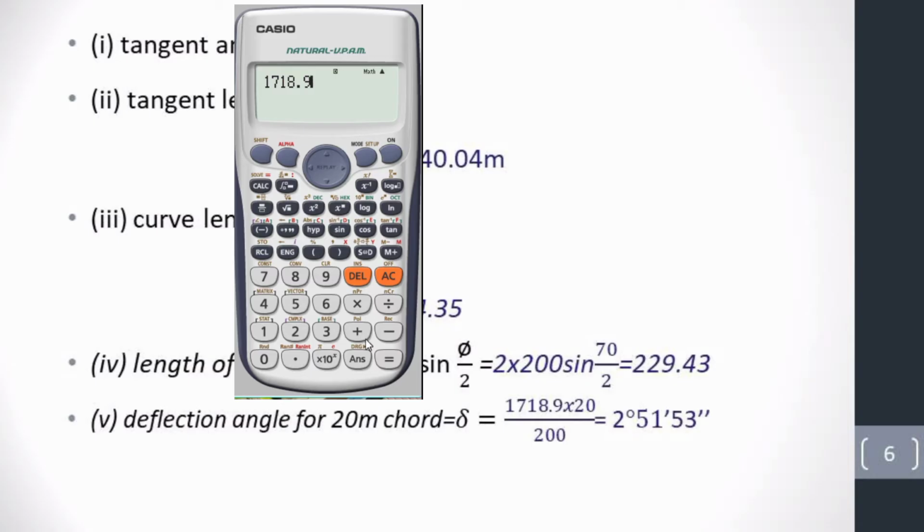That formula is in minutes. So remember, if you do that calculation, your final answer, you have to divide it by 60 minutes in order for your answer to be more simplified. So that formula is in minutes, and we want to convert it into degrees, minutes and seconds. After having divided it by 60, your answer becomes 2 degrees 51 minutes and 53 seconds.